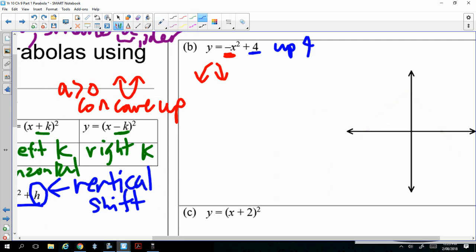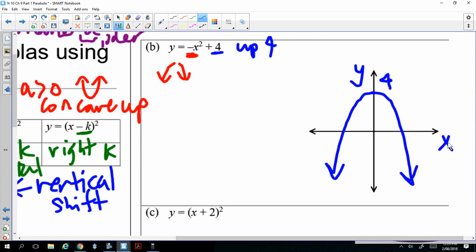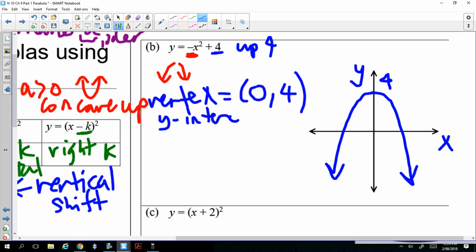The y-axis and the x-axis. So you have to show the vertex, which is equal to 0, 4. Okay? And what else you have to show? The y-intercept. Now the y-intercept is just simply 4, right? Crosses the y-axis at 4.